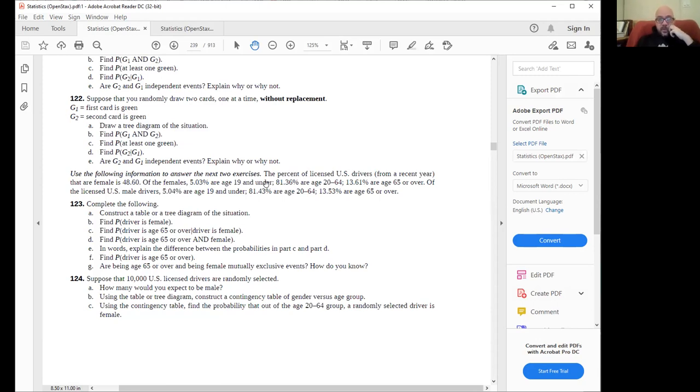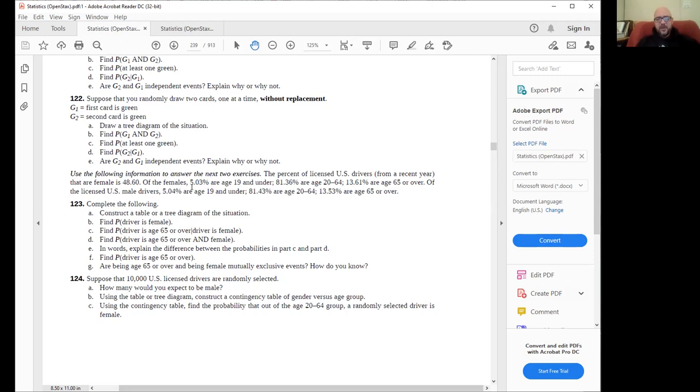So let's read. The percent of licensed U.S. drivers from a recent year, why don't you just say the year, that are female is 48.6%. Oh yeah, that seems crazy to me. Why is less than half of drivers in the U.S. female? Because there are more women. I don't know if you know this, but there are more women in the U.S. than there are men, and it's primarily because women have a longer lifespan than men do. So I would expect that more of the drivers would be women. This is really weird. Anyway, of the women, females. Why didn't you just call them women?